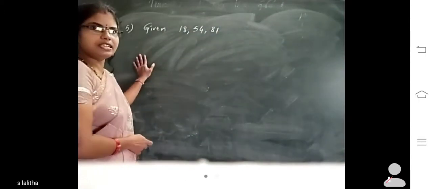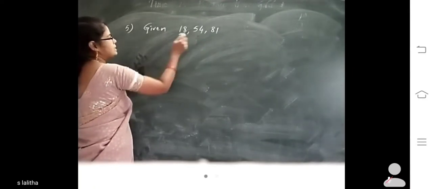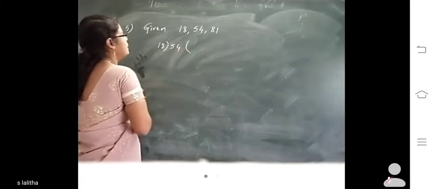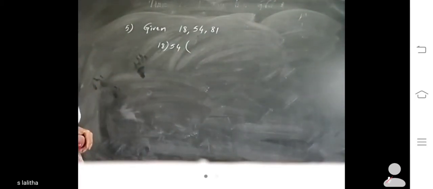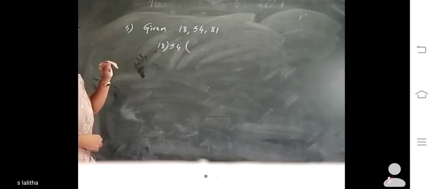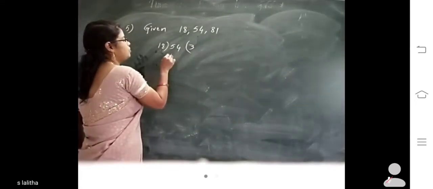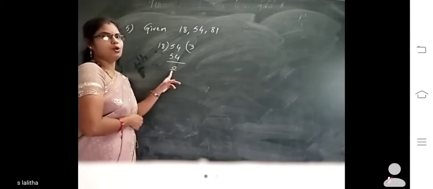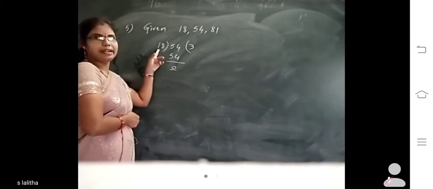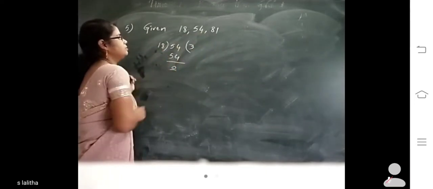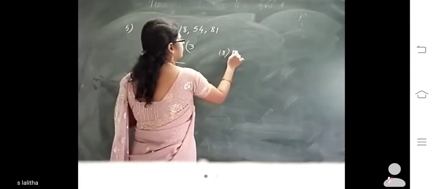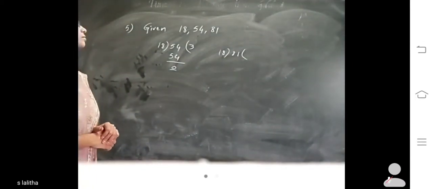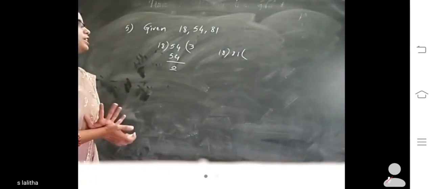How to do the continued division method? First take 2 numbers, 18 and 54. How many times does 18 go into 54? 3 times. We get the remainder 0. So what is the HCF here? 18. Now take 18 and 81. How many times? 18.